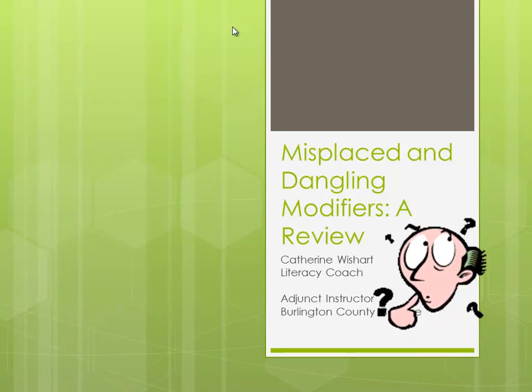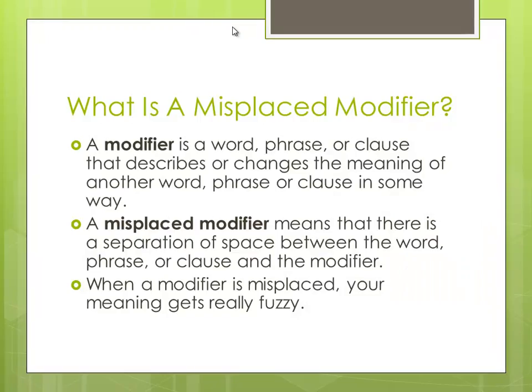So on the other hand, we have misplaced and dangling modifiers. So what is a misplaced modifier? Well, a modifier is a word, phrase, or clause that describes or changes the meaning of another word, phrase, or clause in some way. A misplaced modifier means that there is a separation of space between the word, phrase, or clause and the modifier. When a modifier is misplaced, the meaning of it gets fuzzy, meaning you're not sure what's happening or if you're reading it correctly.